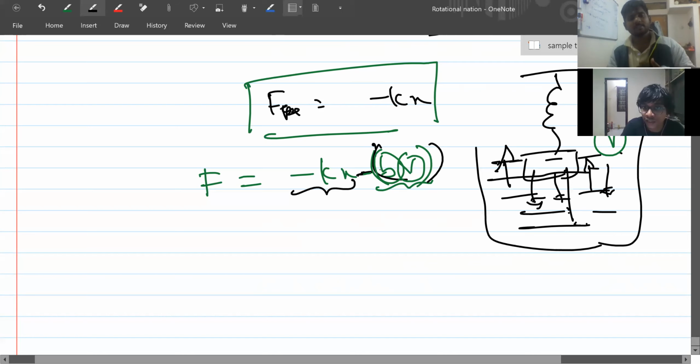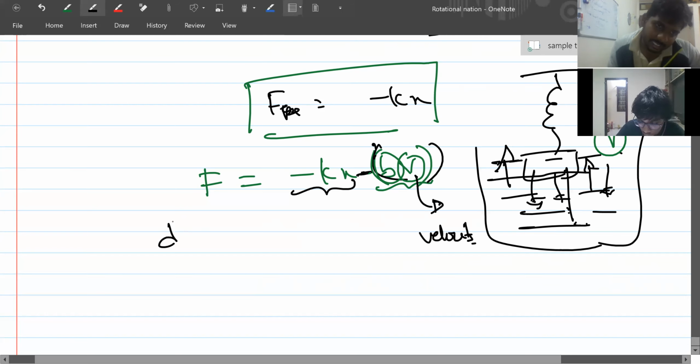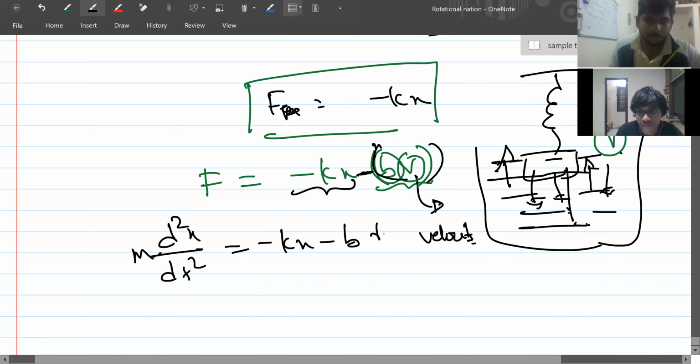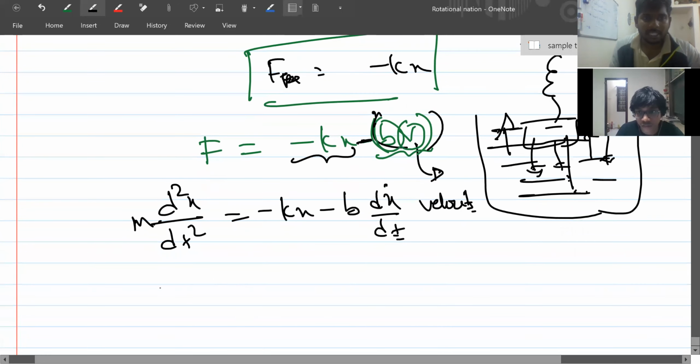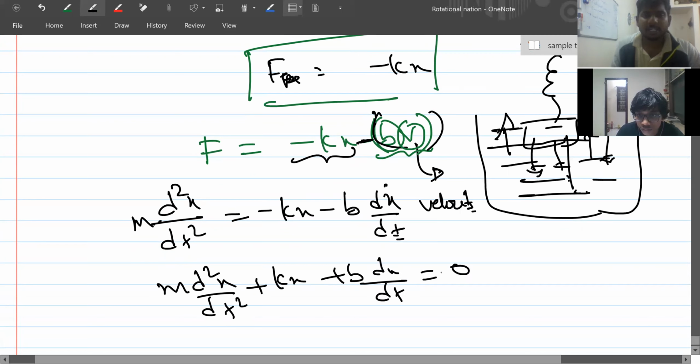Sir, here v is viscosity? No, v is the velocity of the block. Okay. That means I can write it as m into d2x by dt2 is equal to minus kx minus b into dx by dt. Got it? Yes, sir. So that is m into d2x by dt2 plus b into dx by dt plus kx is equal to 0, right?